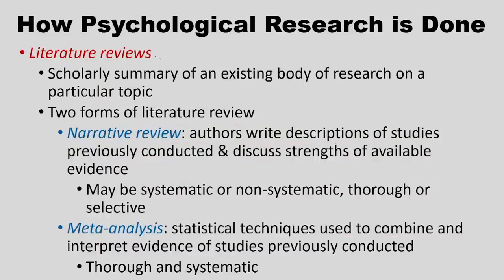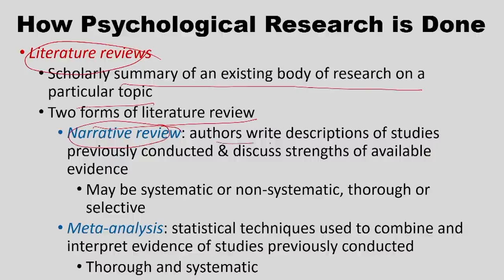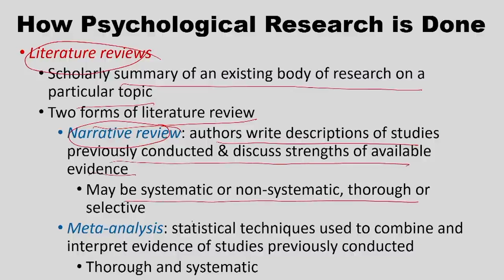Another way of doing psychological research is using literature review. This is a scholarly summary of an existing body of research on a particular topic, and there are two forms of literature review. One way is to look at past experiments which have been done and compare them. The first kind of review is called the narrative review. Authors write a description of studies previously conducted and discuss trends and available differences, maybe systematic or non-systematic through selective analysis. Here it can be research papers or review papers.